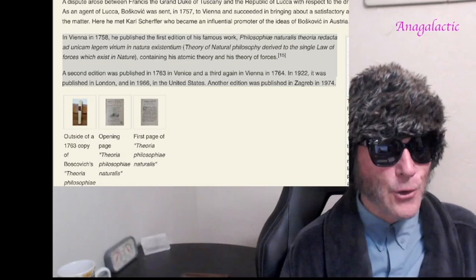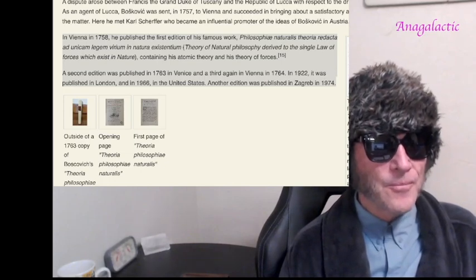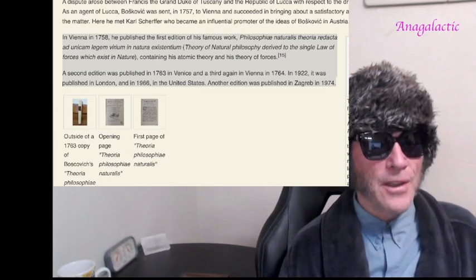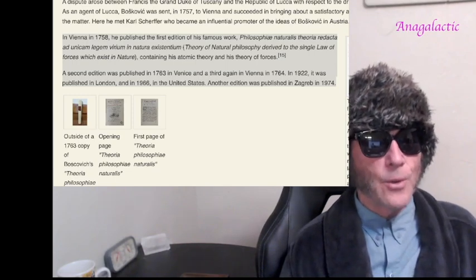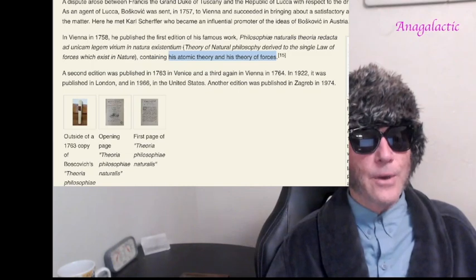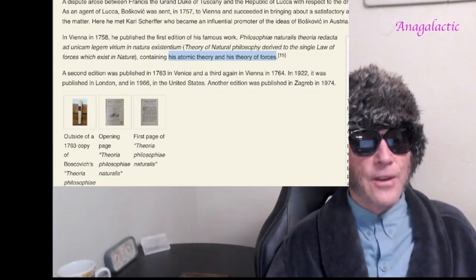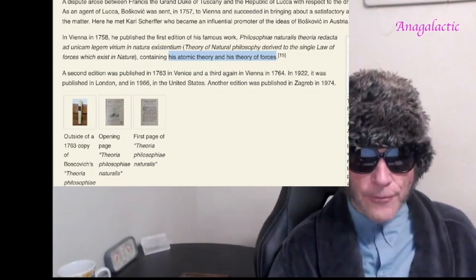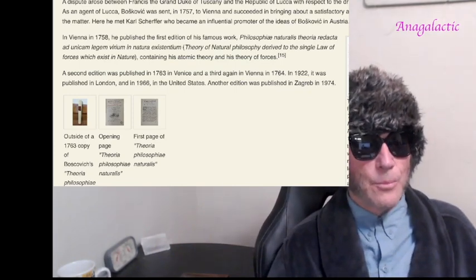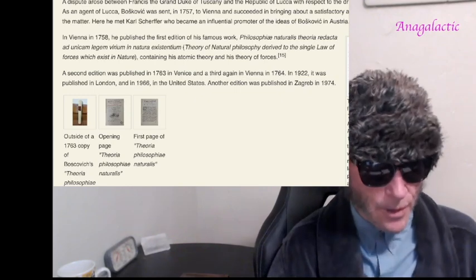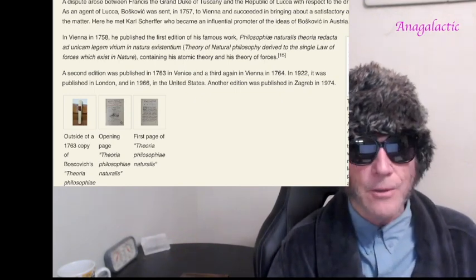Well, that's because nobody knows what he did. So that's what we're going to be talking about, what Bošković actually did, but this is the only reference to what he did. It's right here where it says his atomic theory and his theory of forces. So that does make definite reference to Bošković's work, but in just a fragment of a sentence. Well, we're going to go on here and look at something else for completion.